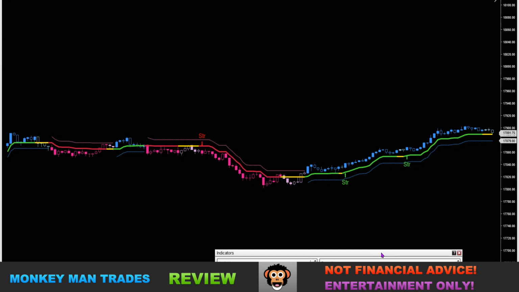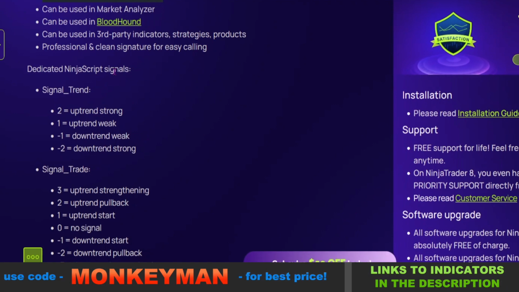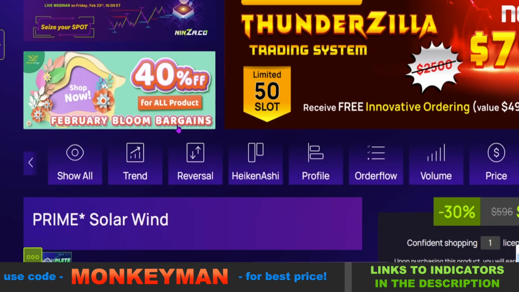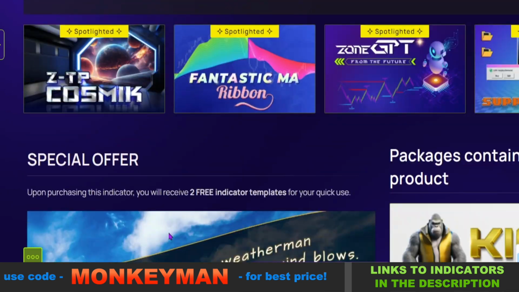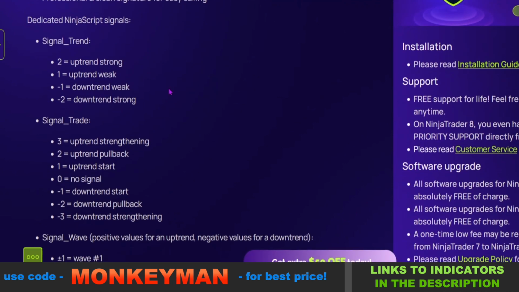But what if I want to automate this in Strategy Builder and be able to backtest it with Strategy Analyzer? If there's an indicator that prints more than one signal, there will be dedicated NinzaScript signals for each different condition. You can go to ninza.co and go to the solar wind indicator page. Scroll down a little bit, and this is where all of the dedicated NinzaScript signals will be listed.